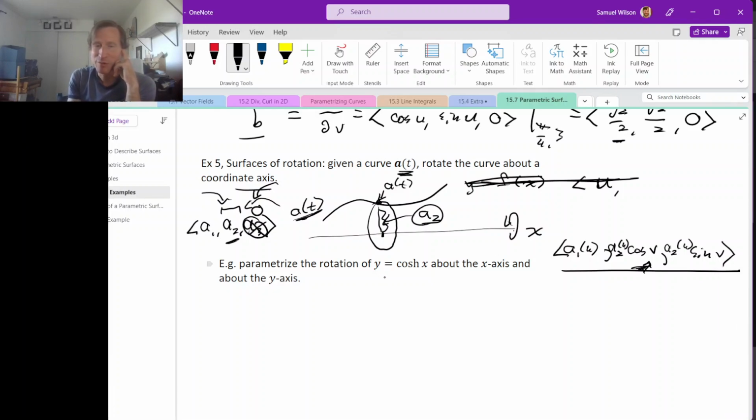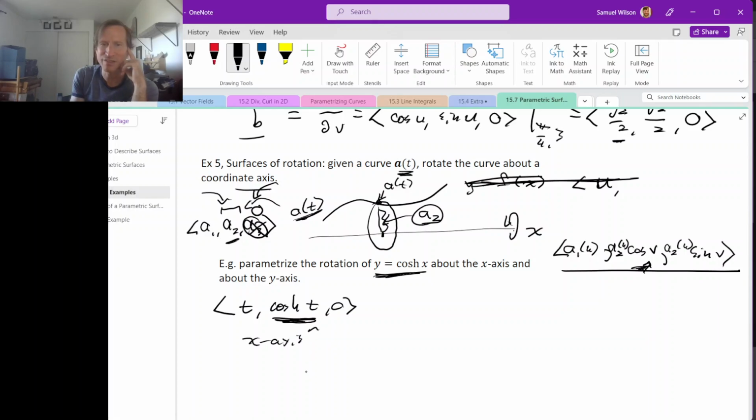All right, so for an example, let's parameterize the rotation of this curve, this hyperbolic cosine graph, about the x-axis and also about the y-axis. So the curve that we're starting with here is t, hyperbolic cosine of t, 0. Okay, and we said to rotate about the x-axis, we're going to use hyperbolic cosine of t as if it were the radius of some circle, and the cosine and sine that generate our circle are going to be in the y and the z coordinates. So, like this. We're going to use v for the parameter that sends us around the circle.